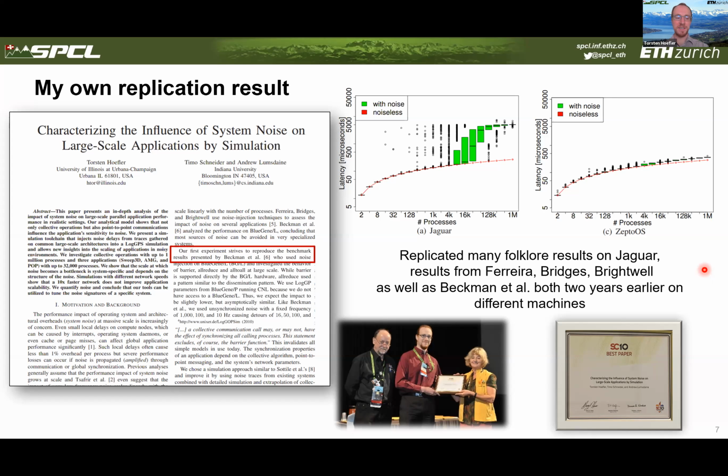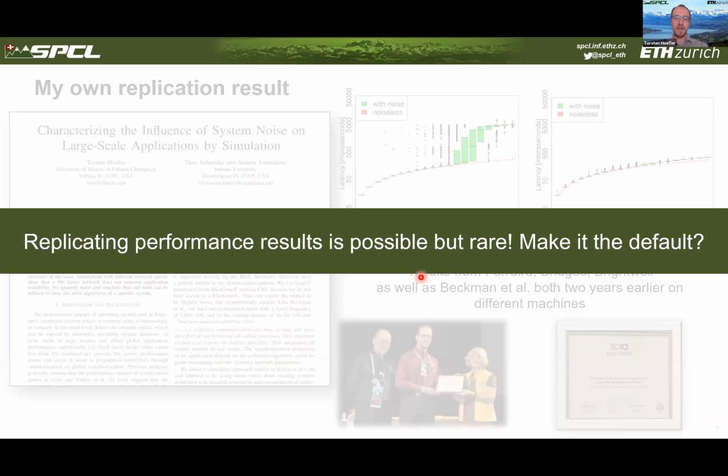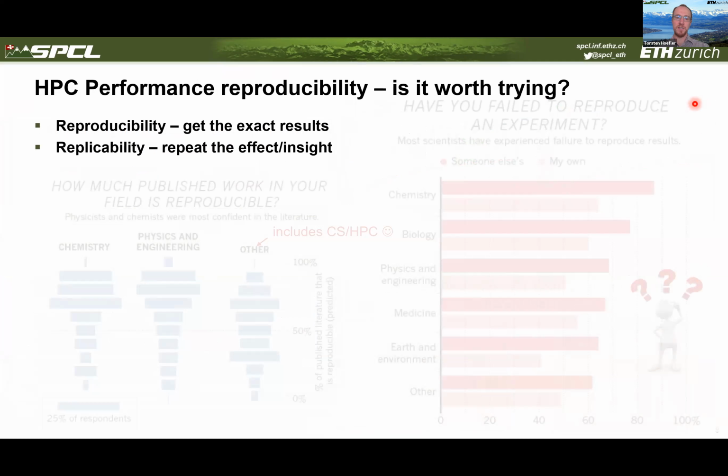And it's very pleasing to see that at this conference that we are at, the 2 best papers are also the 2 best papers in terms of replication results. So this is very, very encouraging. So really, replicating performance results is possible, but we should make it the default because it's too rare today. So the question is now, is it worth trying in the high performance computing community? Because as I mentioned, performance is very, very quickly changing from generation to generation of machines.